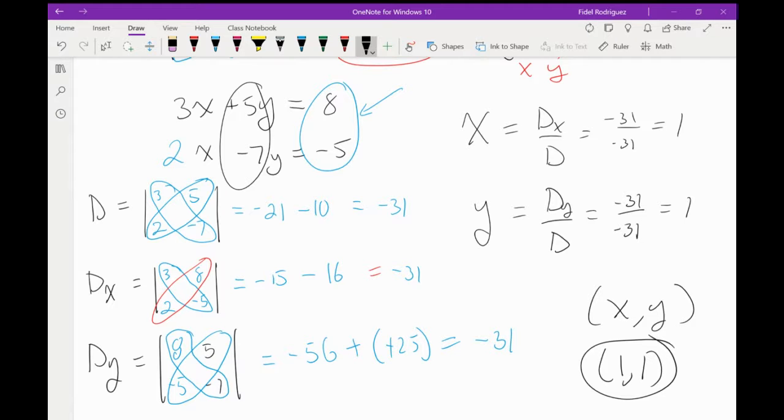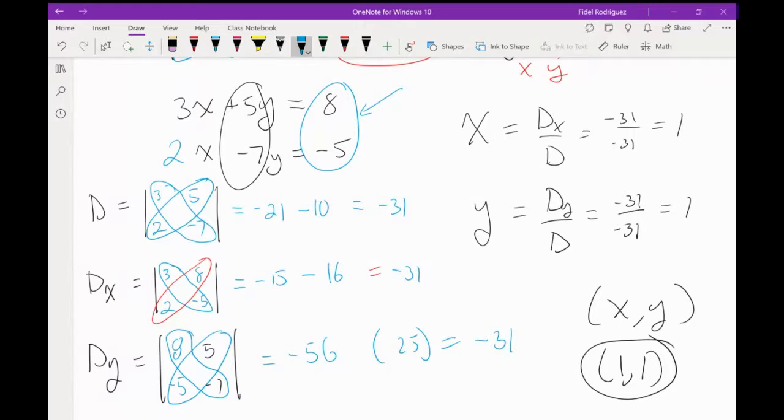I noticed what you did on dy. On mine, I messed up. I think I put 3 as A1 and then 8 as C1 and then 2 as A2 and then 5 as C2. Yeah, so think about it this way.